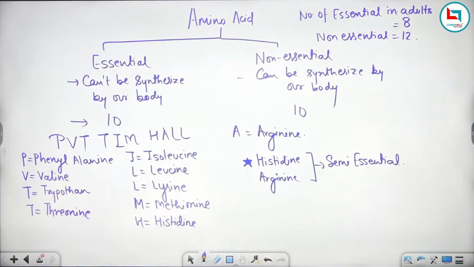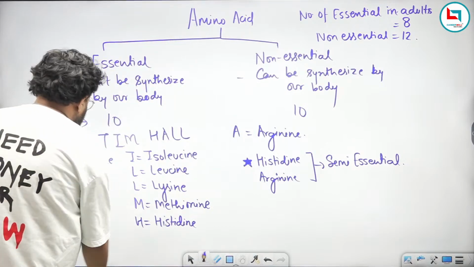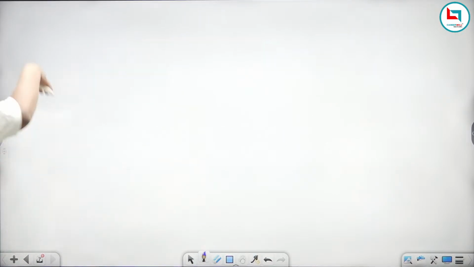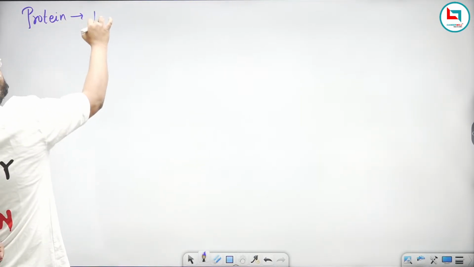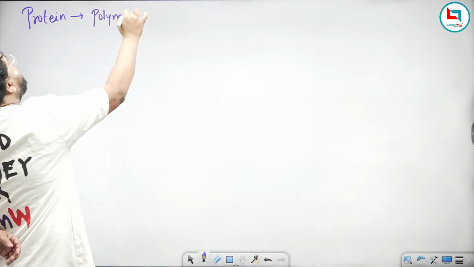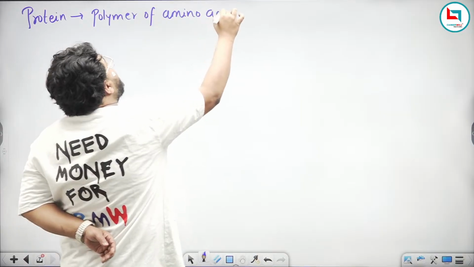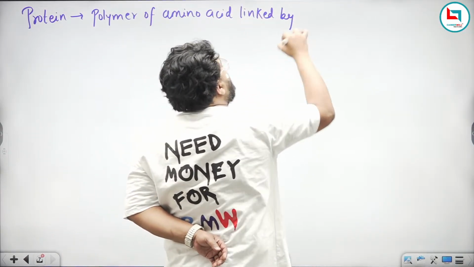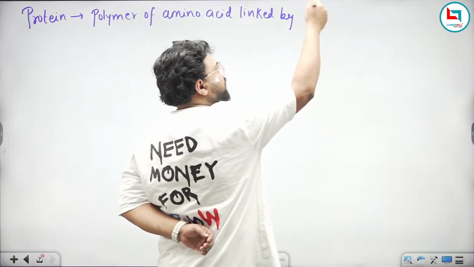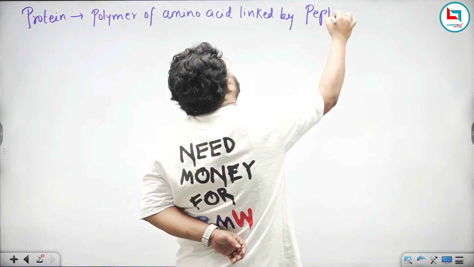Now, by various combinations of these 20 amino acids, different types of proteins get synthesized. So proteins are polymers of amino acids linked together by, like in polysaccharides we find the glycosidic bond, in protein molecules we find a special type of bond known as the peptide bond.